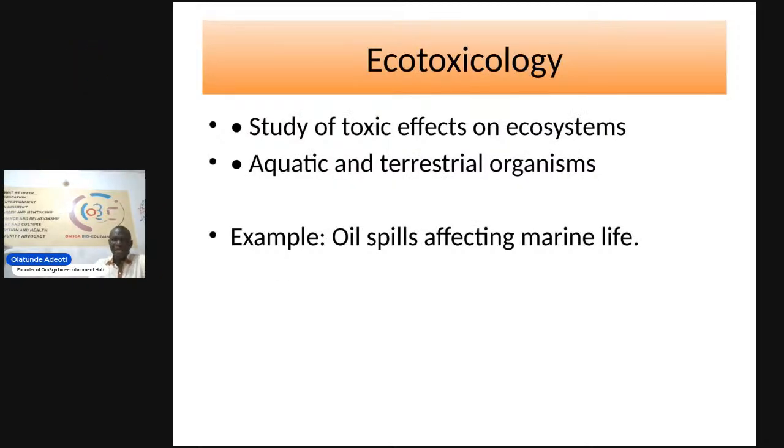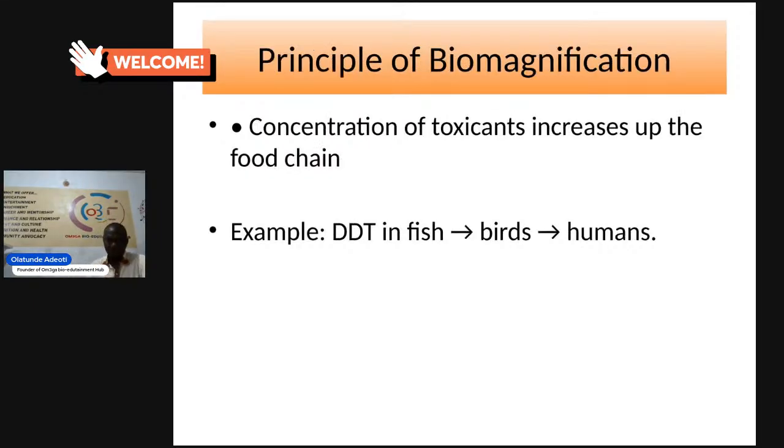Then we also have another branch of toxicology, which is called ecotoxicology, the study of toxic effects on ecosystems, which could be aquatic or terrestrial. An example is oil spills, which affect marine life.